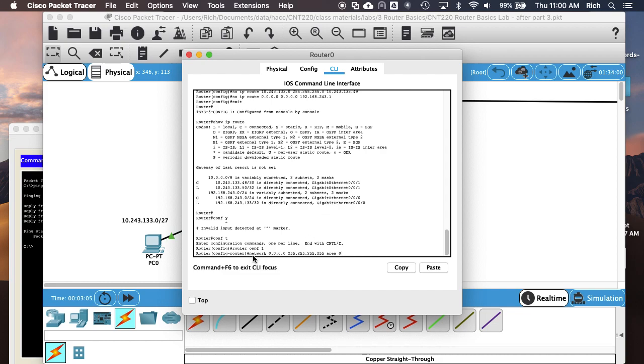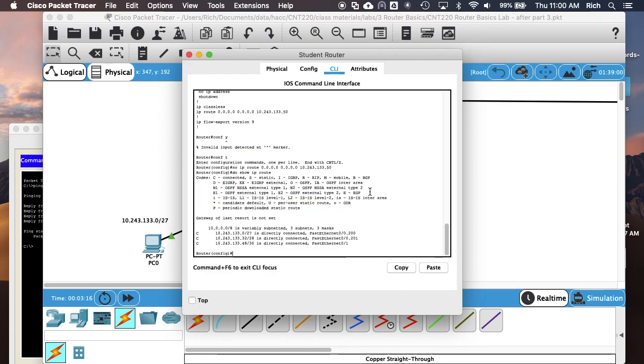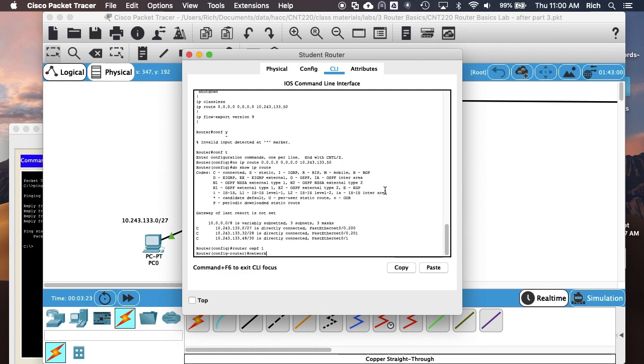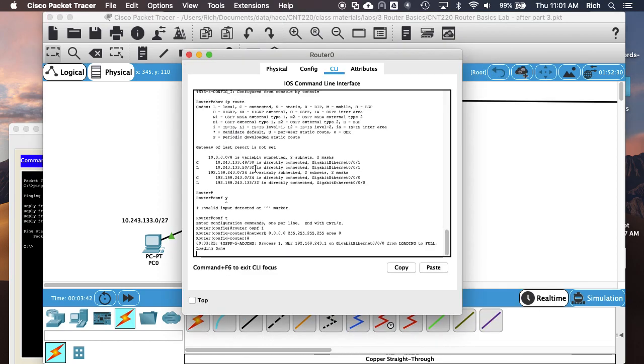You can also specify specific subnets, so I could put 10.243.33 whatever, and then a wildcard mask that matches that. But we're not going to do that. We're just going to do the most simple way to do it. Configured on the 2811. Again, process ID 1, area 0. And now in theory, our routers should exchange routing protocol information and learn routes from each other.